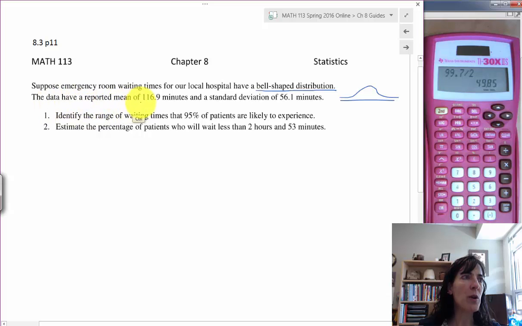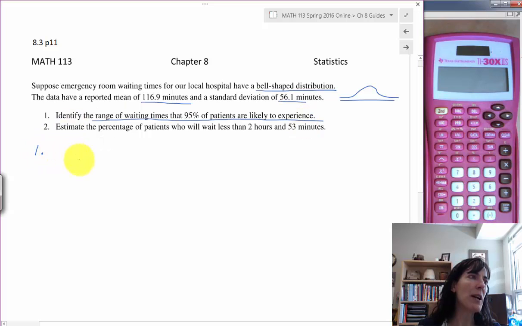The data have a reported mean of 116.9 minutes and a standard deviation of 56.1 minutes. Okay, that sounds like it's some population data. Identify the range of waiting times that 95% of the patients are likely to experience.